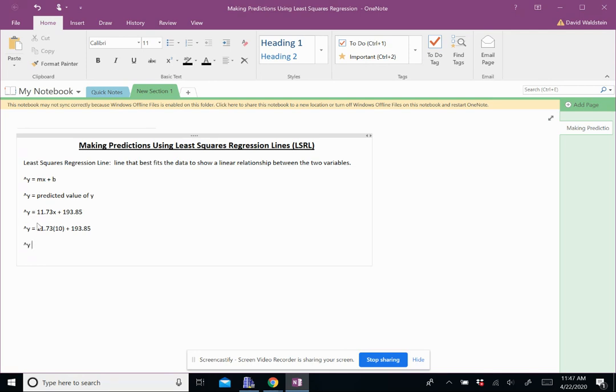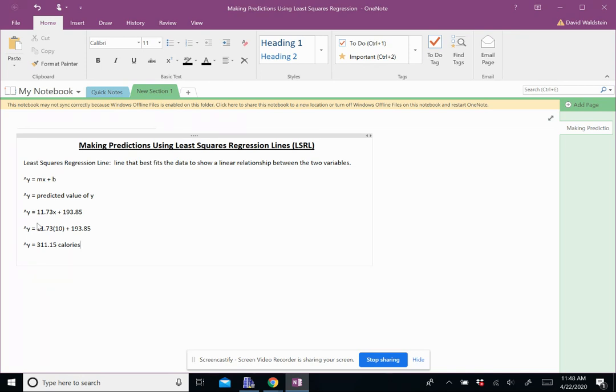And we get that y hat equals 311.15 calories. So we can make a pretty good prediction: if a fast food sandwich has 10 grams of fat, we can predict that it would also have 311.15 calories. And it's just a way for us to make predictions.